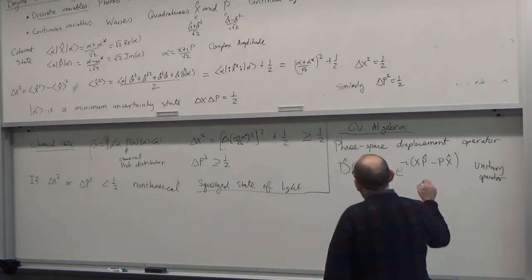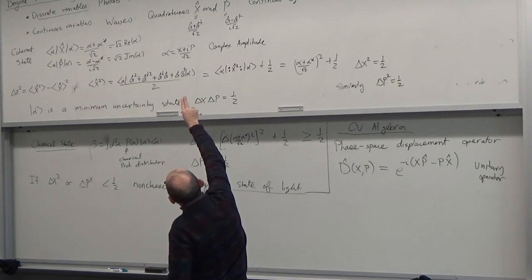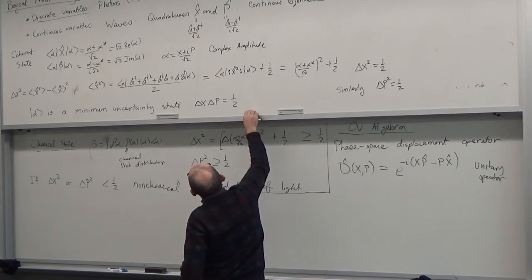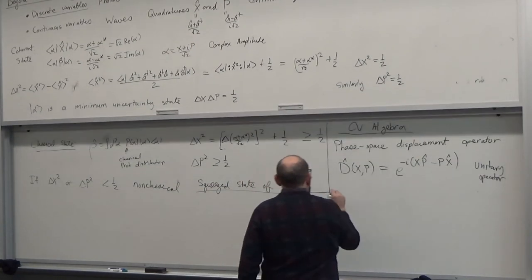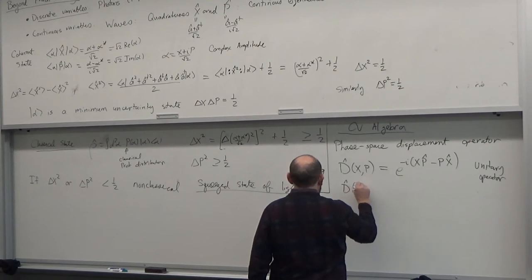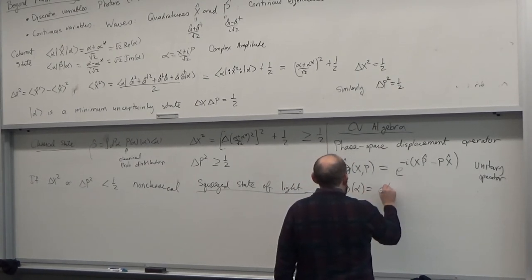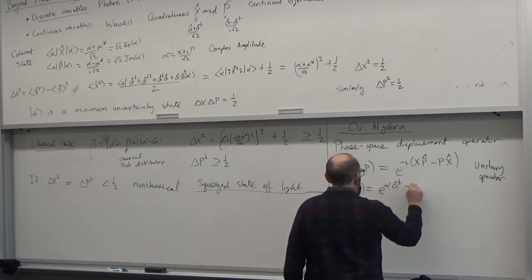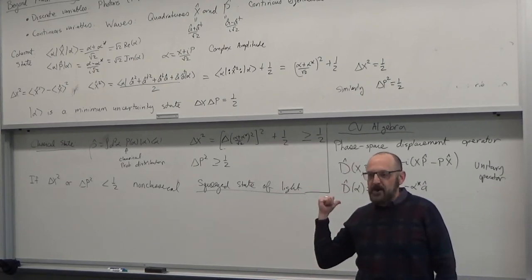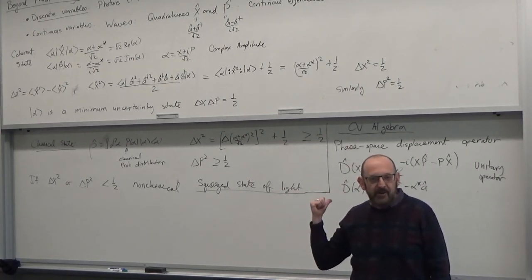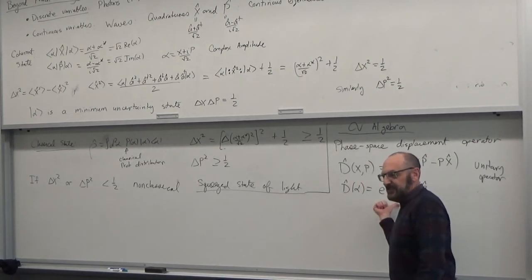We often re-express this in terms of a and alpha, using the relationships written over here, to write this as a function of just one variable alpha, which is both x and p, as e to the alpha a dagger minus alpha star a. Memorize that. Don't get the sign wrong. Know where the star is. Know this. This is your friend.